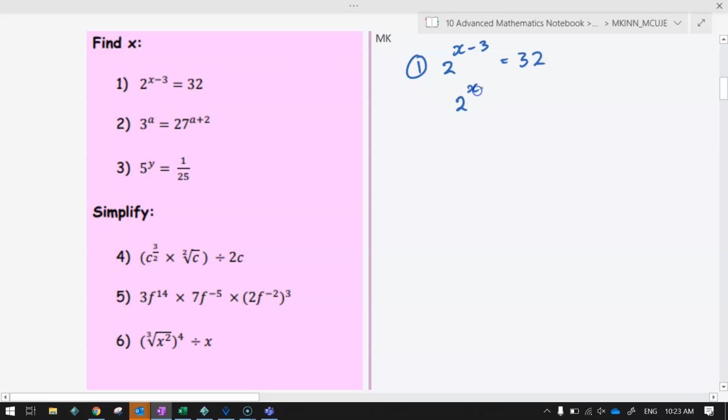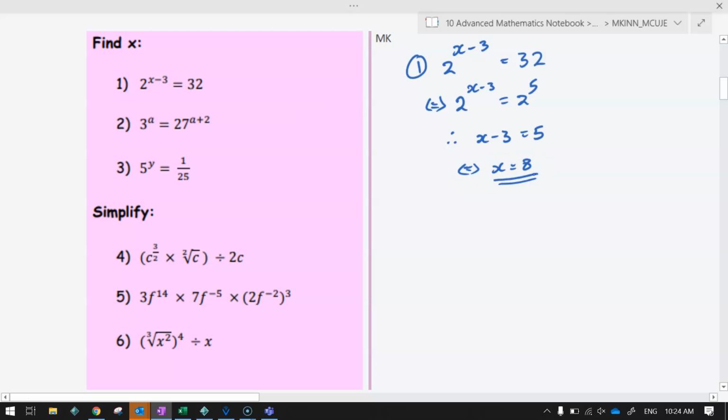So I've got 2 to the power of x minus 3 is equal to 2 to the power of 5. And because the bases are the same and these two expressions are equal to each other, then the powers have to be equal. So I can say x minus 3 would have to equal 5. And I'm going to add 3 to each side and get x equals 8.